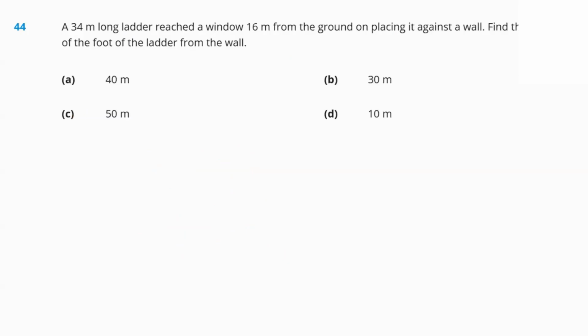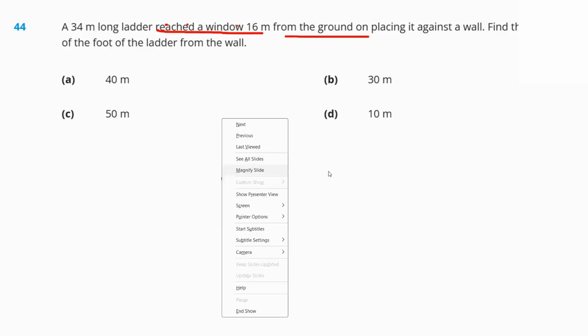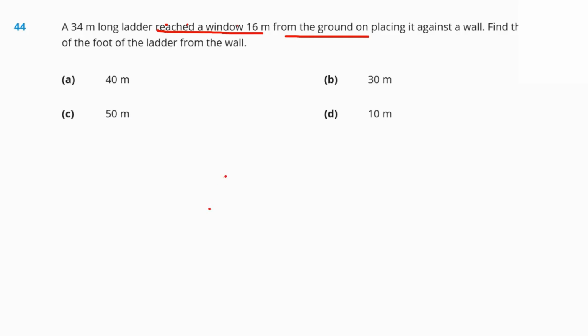Next, question number 44. A 34 meters long ladder reached a window which is 16 meters from the ground. Okay, so let's say the window is here, which is at a distance of 16 meters from the ground. The ladder of 34 meters long has reached the window. So what's the distance of the foot of the ladder from the wall? You have to find the base. If we see, it is forming a right angle triangle.